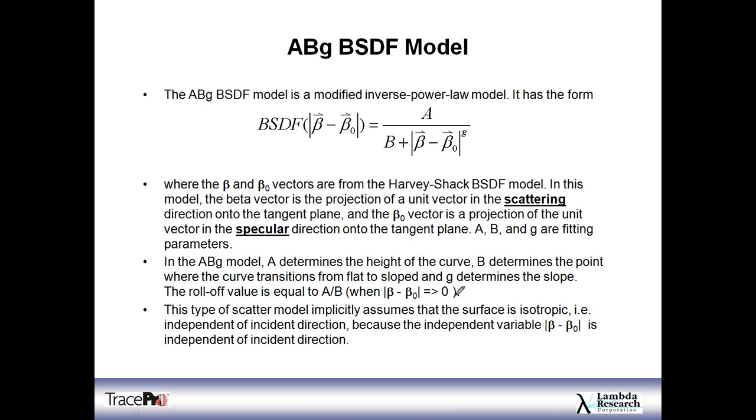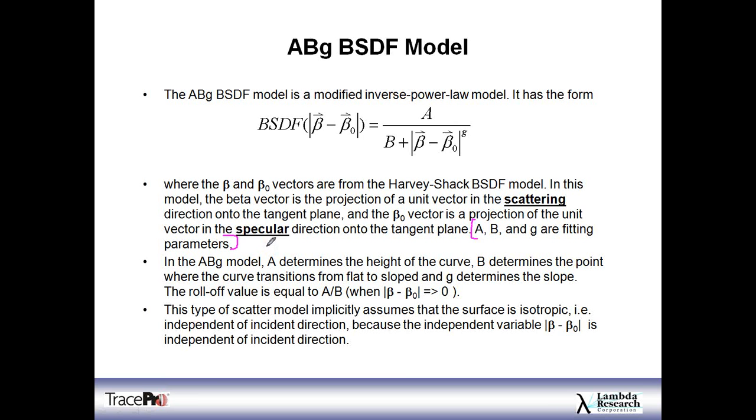Some more information on the ABG BSDF model that's used in TracePro. As we mentioned, beta and beta naught are the vectors from that Harvey-Shack BSDF model that was on the previous screen. In this model, the beta vector is a projection of the unit vector in the scattering direction onto the tangent plane, and beta naught vector is a projection of the unit vector in the specular direction. And then ABG, which are the values you actually wind up entering into TracePro, are fitting parameters.